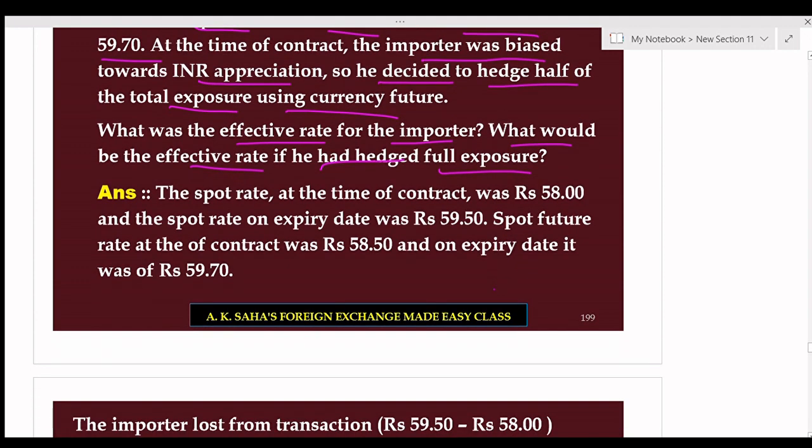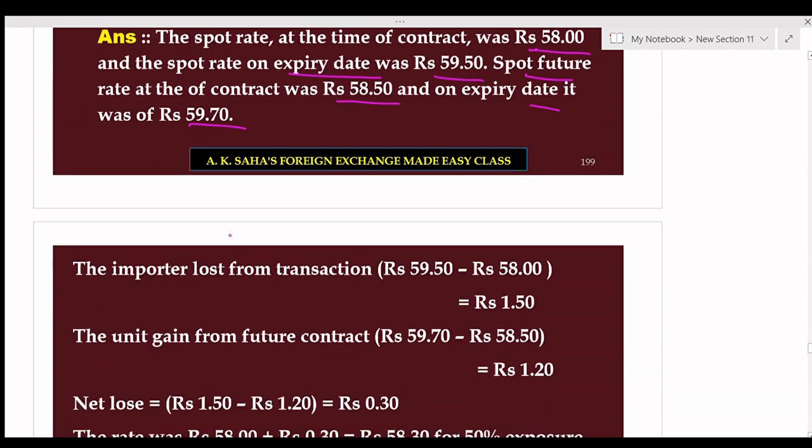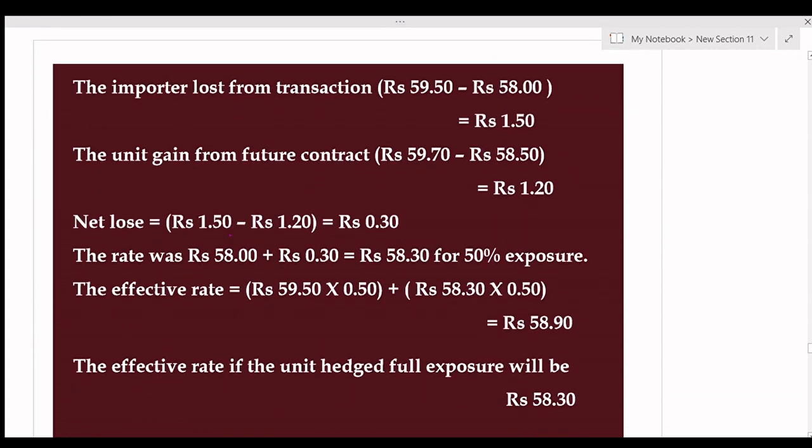The spot rate at the time of contract was rupees 58 per dollar and the spot rate on expiry date was rupees 59.50. Spot future rate was rupees 58.50 and on expiry date it was rupees 59.70. Importer loss from transaction in spot rate: 59.50 minus rupees 58 is equal to rupees 1.50, that is loss.